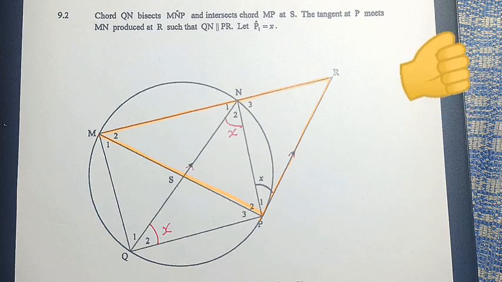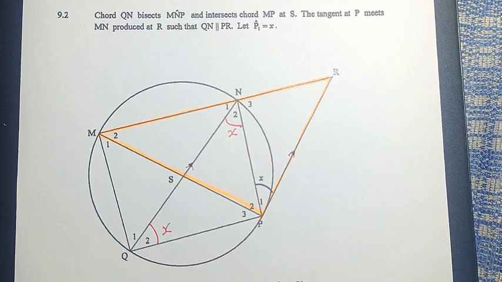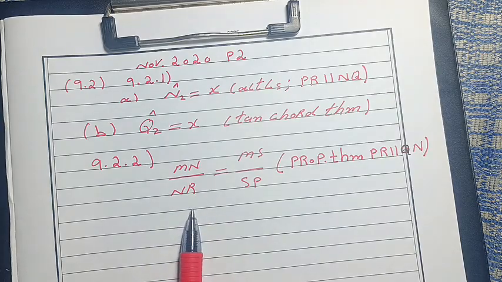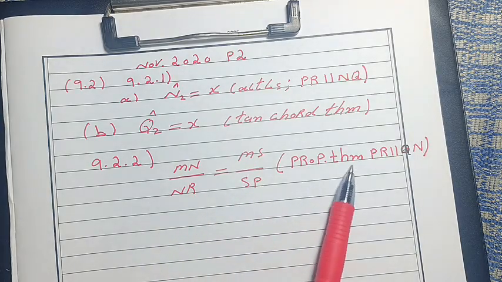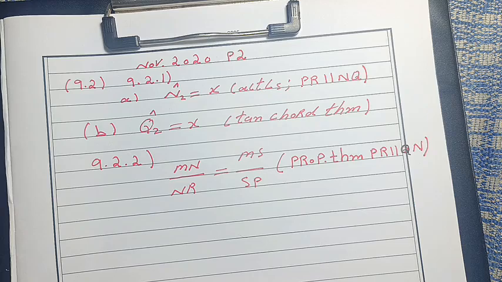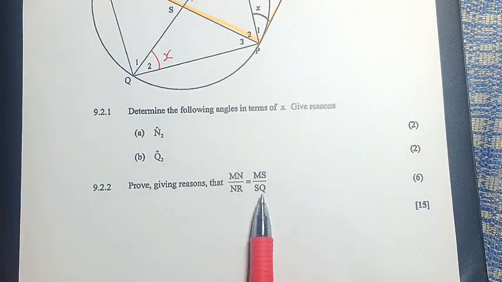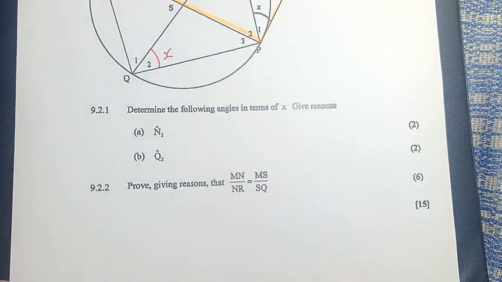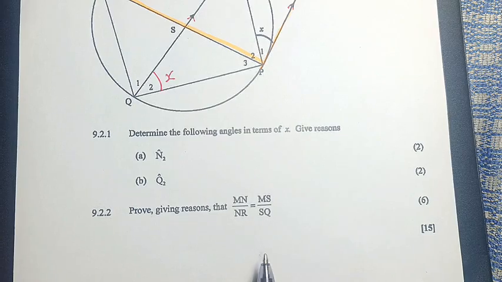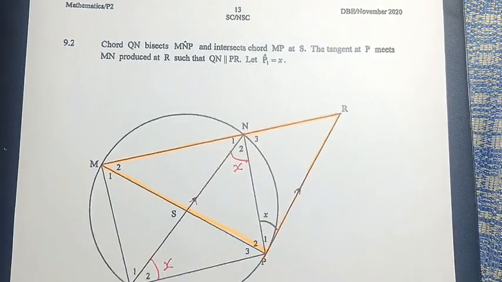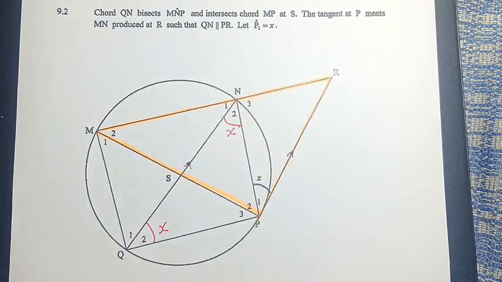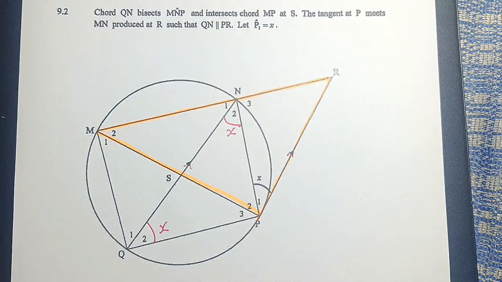So MN over NR is equal to MS over SP, proportionality theorem, PR parallel to QN. Now, remember, according to the question we need to prove MS over SQ. We have everything now, but we need to replace SP with something. We need to think out of the box here. Where is SP? The SP is here.